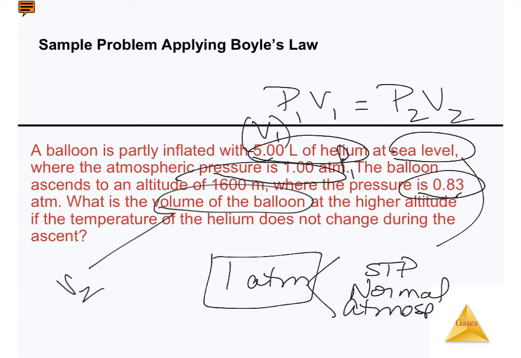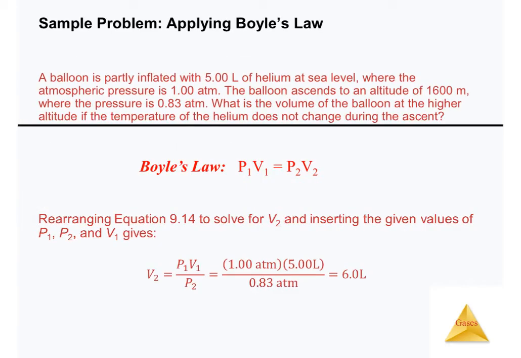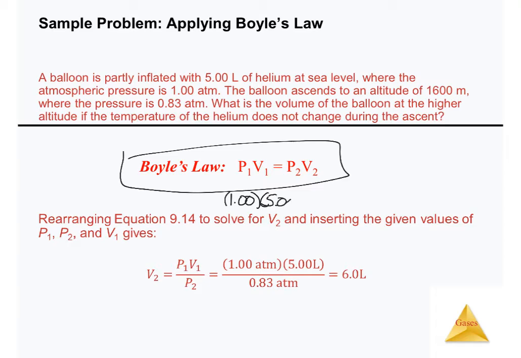So now you just simply plug into Boyle's Law. All right, so P1 we said was 1 atmosphere. V1 was 5 liters.